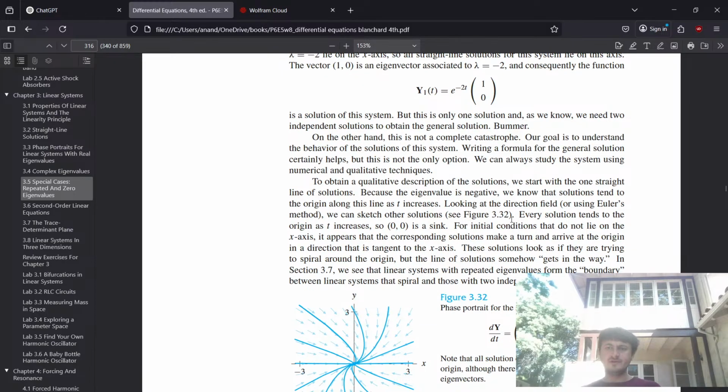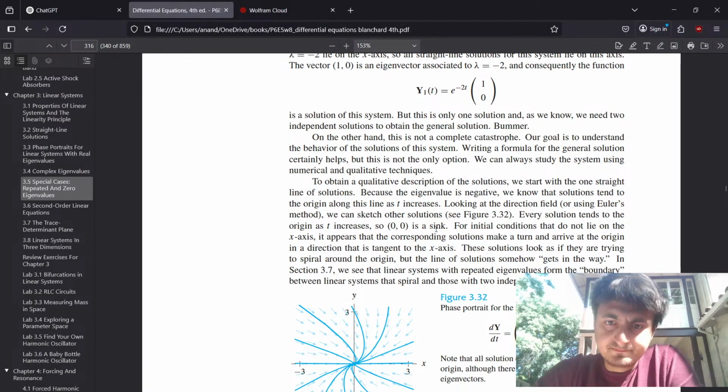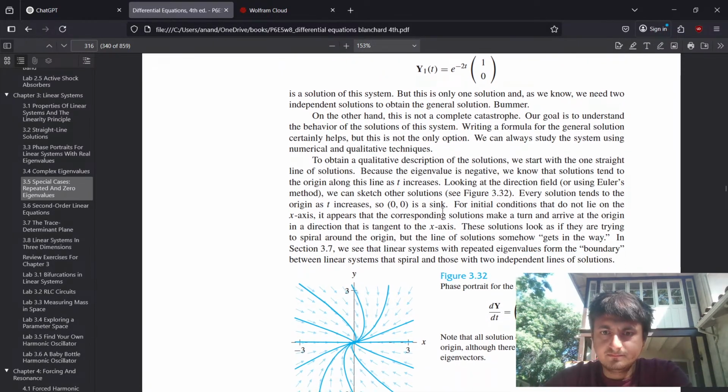Looking at the direction field, we're using Euler's method. We can sketch other solutions. Every solution tends to the origin as t increases.